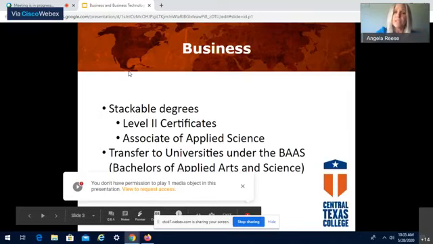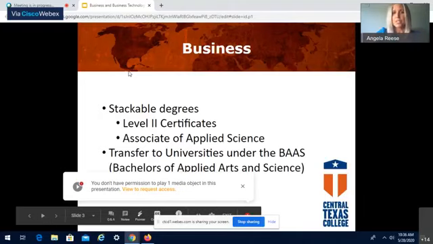We have a lot of certificates. We also have a large number of associate degrees. One of the great things about our programs is that we offer what you will see here on the screen called stackable degrees. So you can start off with a certificate, and typically that's a 1-year program. You go through that program, and then you're able to take the next step into an associate degree, which is a 2-year program.